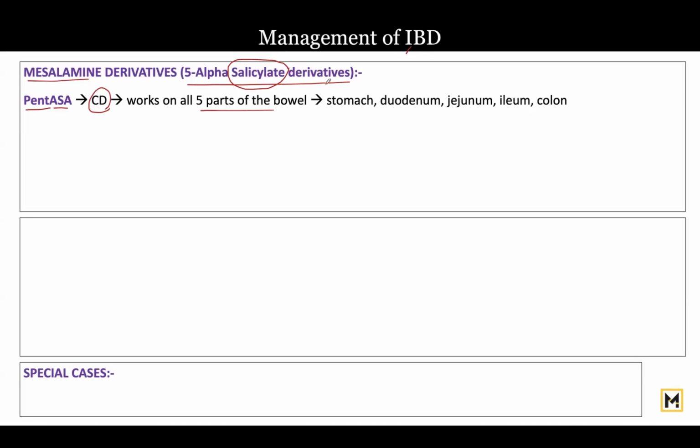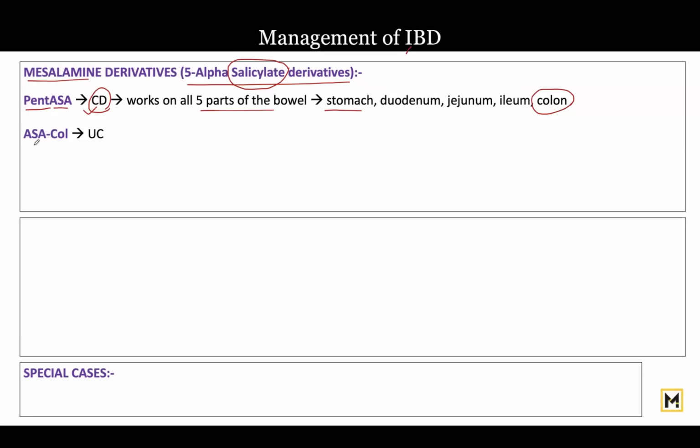We know that with ulcerative colitis, you typically get involvement only of the colon. So this means that Pentasa is used for Crohn's disease, not for ulcerative colitis, because if Crohn's is affecting the stomach or the duodenum, you can still use Pentasa.